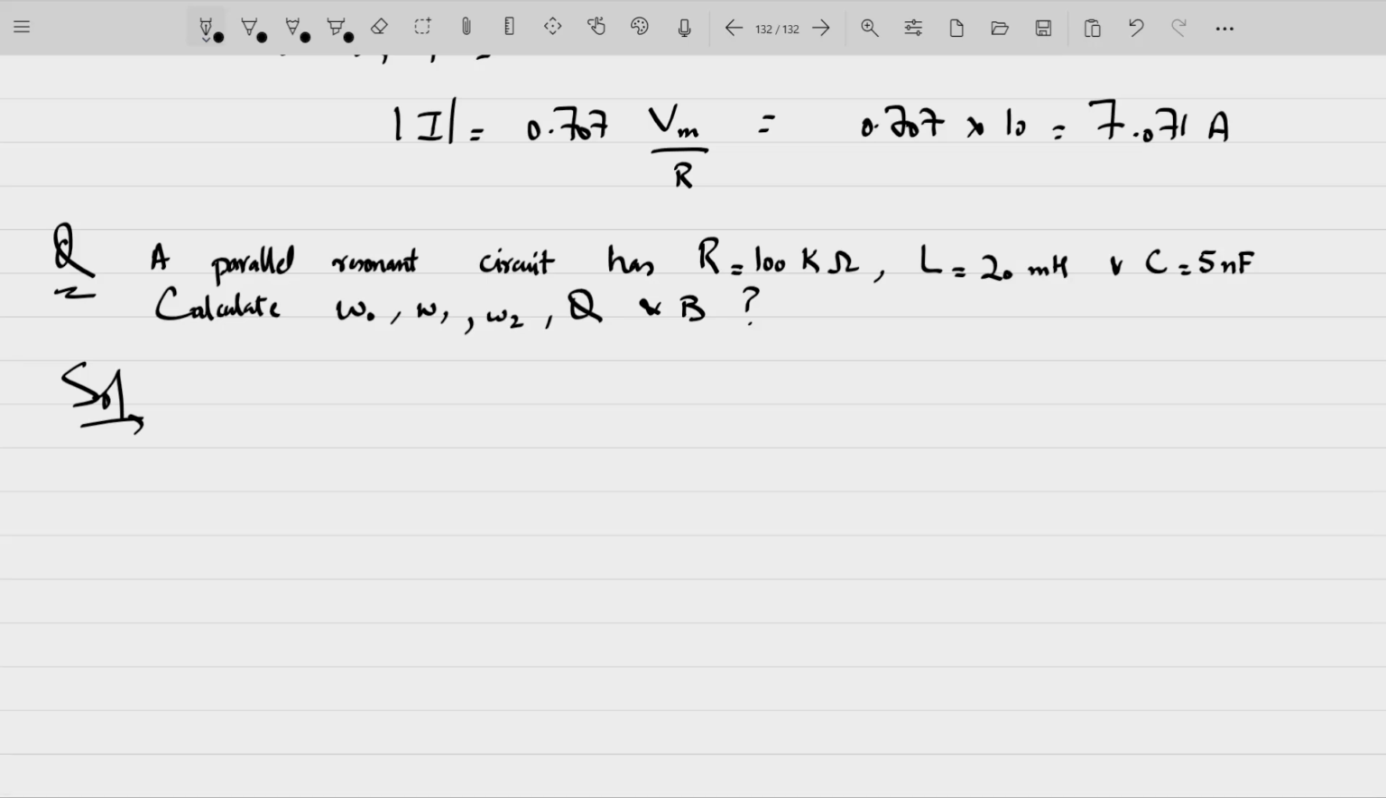So the parallel resonant circuit is a parallel RLC circuit with these values given to us. We have to calculate omega naught, omega 1, omega 2, Q, and B. That means we are actually not concerned with the source here at all. Omega naught is equal to 1 by under root of LC, 1 by under root of 20 millihenry into 5 nanofarad. The formula for omega naught is the same for both series as well as parallel resonant circuits.